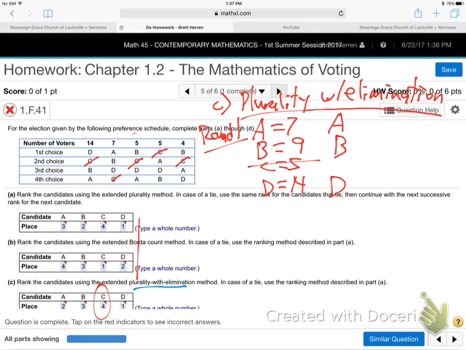Because C's out. And you see what that'll change? See how these 5 people, now their favorite is A? Because it used to be C, but C's out. So that will change first choice a little bit, right? A will now have what? 7 and 5. A has now 12 people that like him best because C is out.